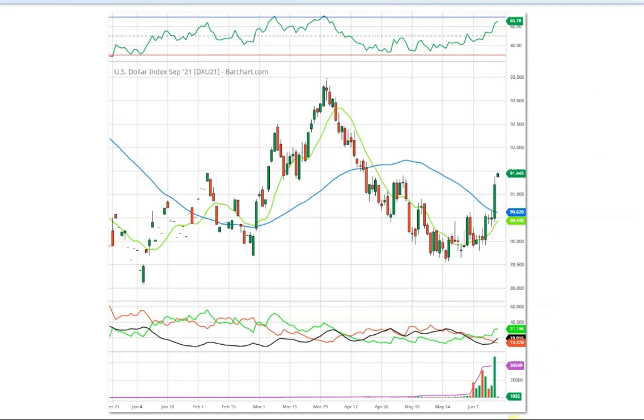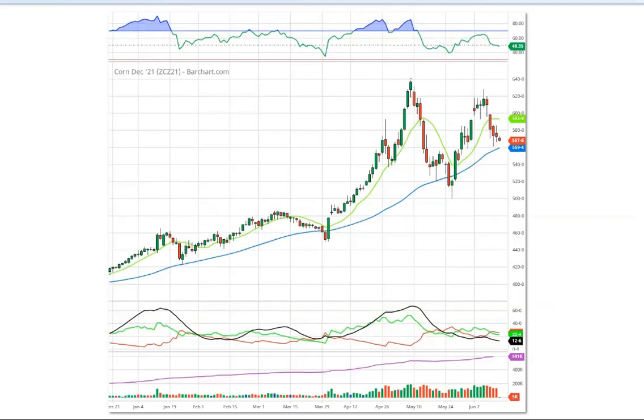Okay, so let's take a look at some of those particular commodities. The first one I want to look at is corn. Okay, it looks like we're forming a double top, just like we made a double bottom in US dollars, or the US dollar index. Here is a double top, or what could be a double top, in corn.